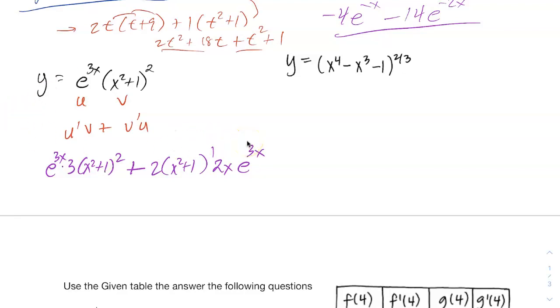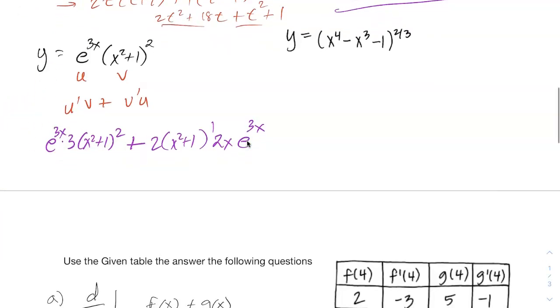I could spruce it up a bit, I can make it a little bit nicer. This side just rearranged a bit. Over here I could multiply the 2 and the 2x, it's going to be 4x e to 3x times x squared plus 1. So I can make it a little prettier, but that's just the answer.